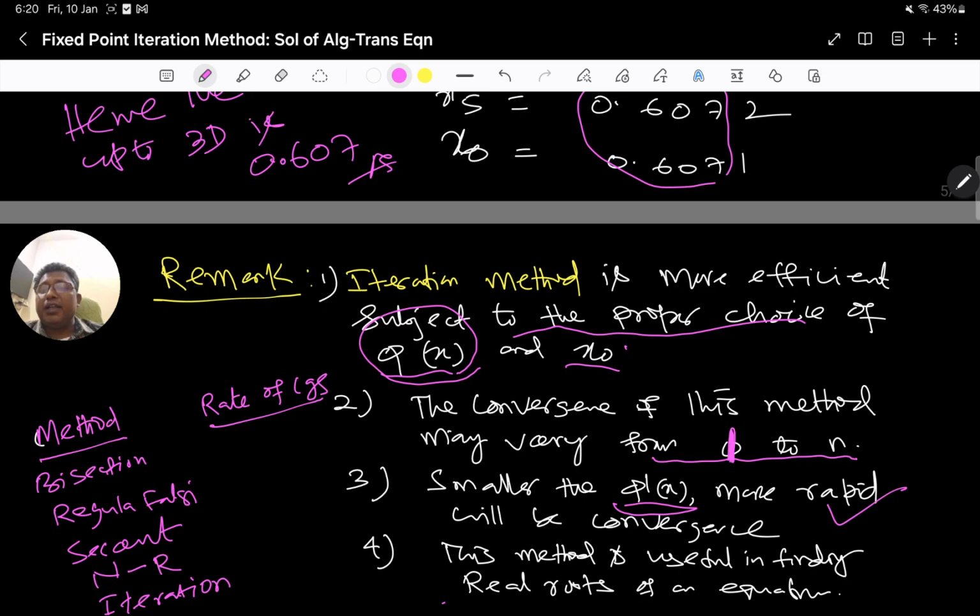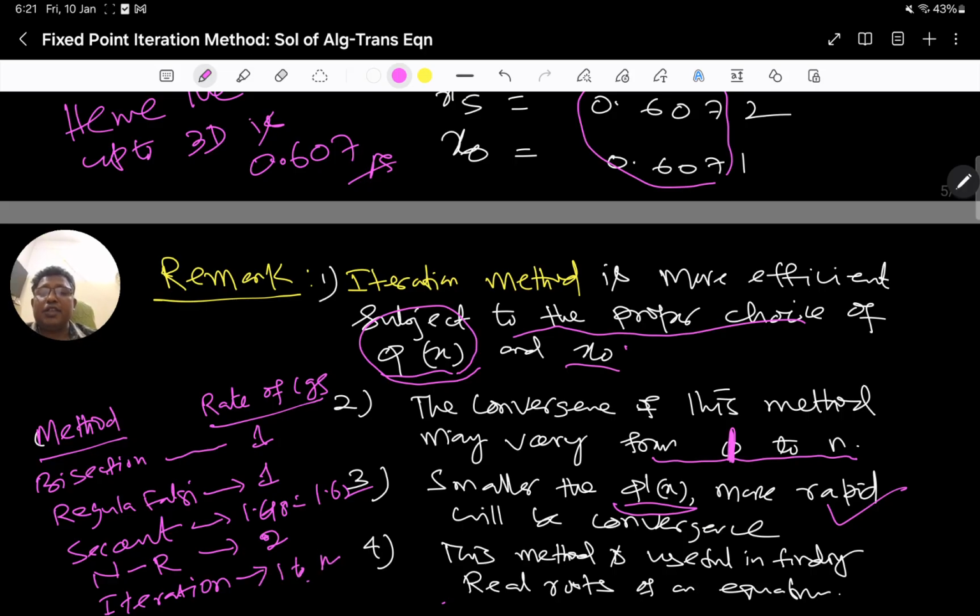Now if we compare, in the bisection method the rate of convergence is 1, it is linear. In regula falsi it is also 1. In the secant method it is 1.618 or 1.62, and in the Newton-Raphson method it is 2, in case of a simple root. In a multiple root it will again be linear. And in the iteration method it may vary from 0 to n. So as per the proper choice of phi x, if the convergence is n, then it is a more rapid convergence to get the answer quickly.